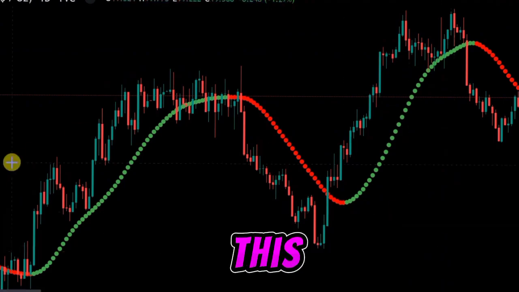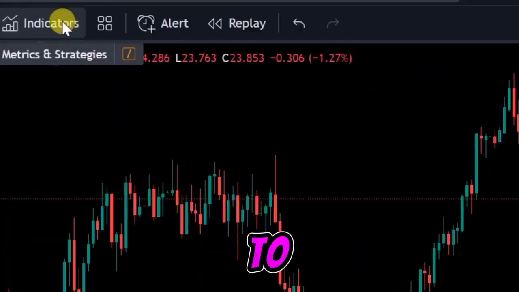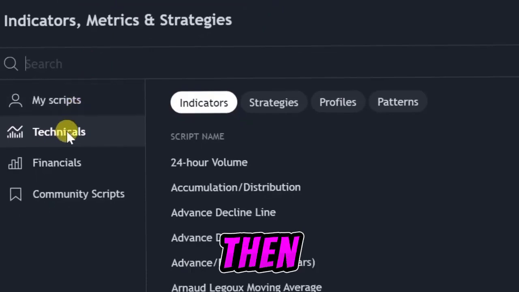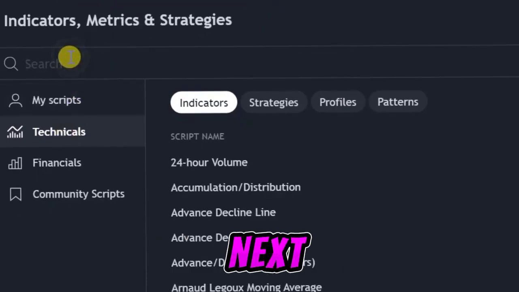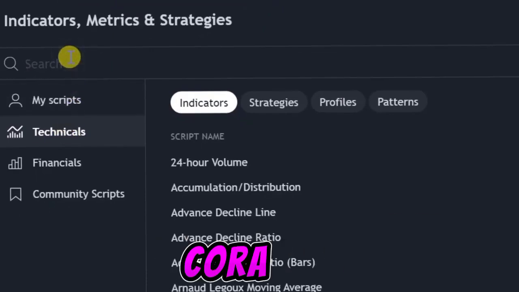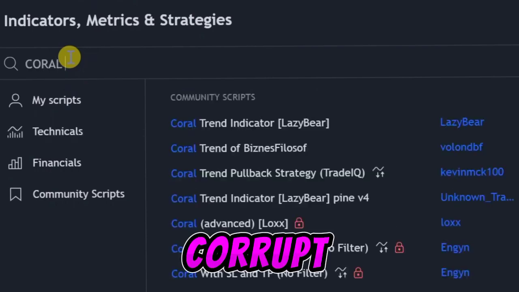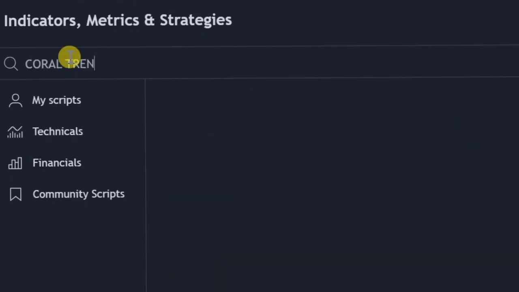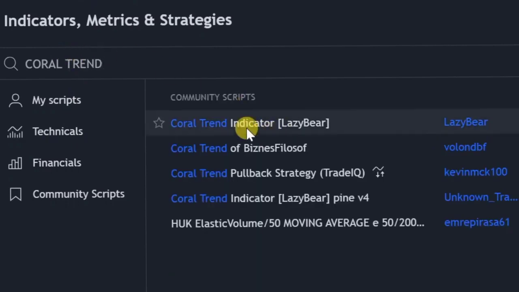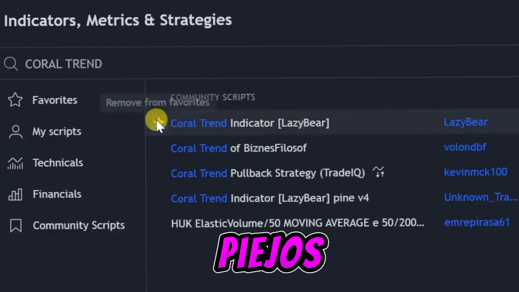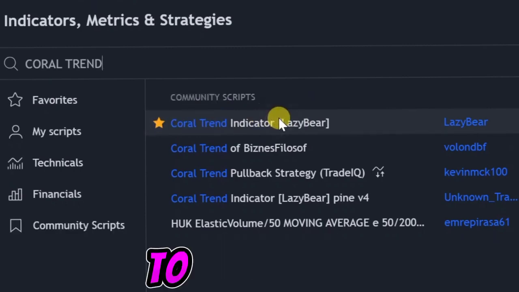So to bring this indicator on your chart, you just have to head over to the indicator section right here. Click on the indicator section, then click on technicals. Then the next thing you're going to type is Cora trend. You're going to be choosing this Cora trend indicator by Lazy Bear. Just favorite it if you want to, select it.